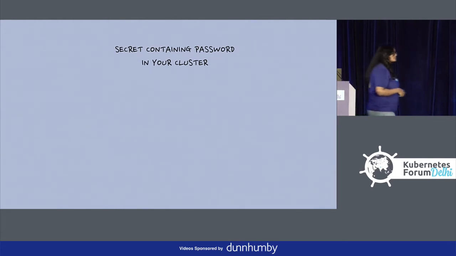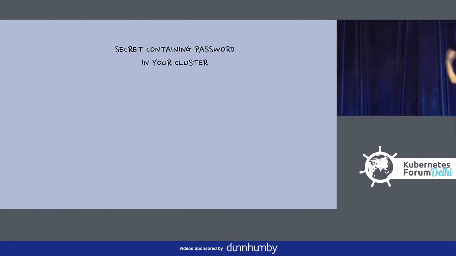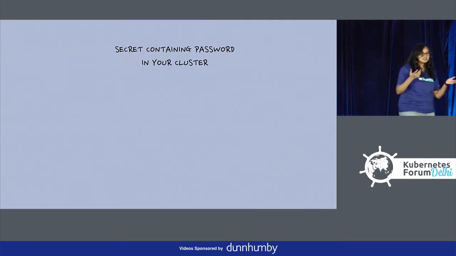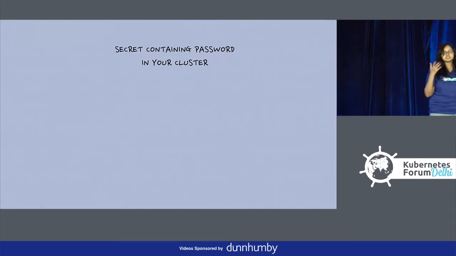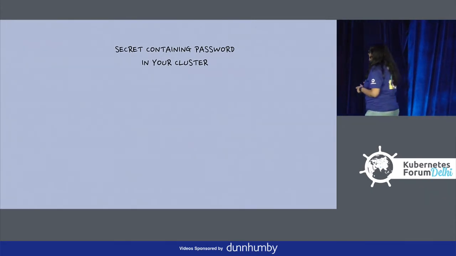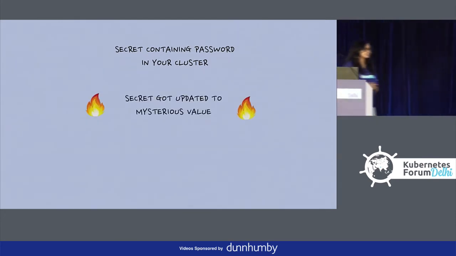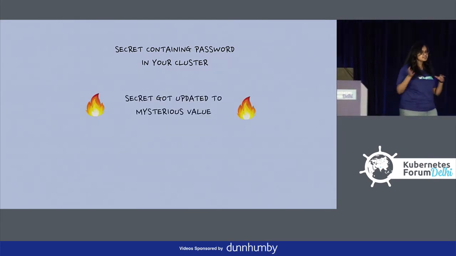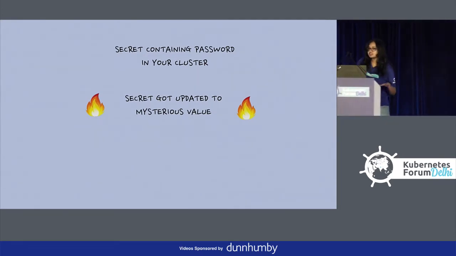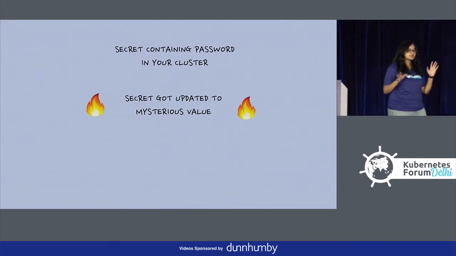So every Kubernetes story starts with a cluster. So let's say you have a cluster. It has an app which is running in a pod, and you have a secret which contains a password for this app. And one day, you notice something strange, that the password value in the secret got updated, and you did not make this change. Now that looks really scary and looks like something is fishy and something weird is going on here.